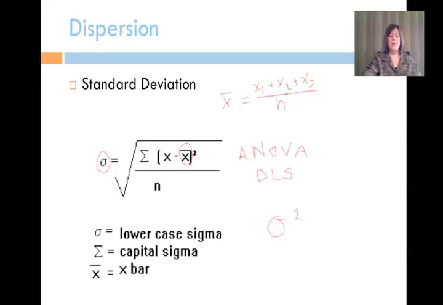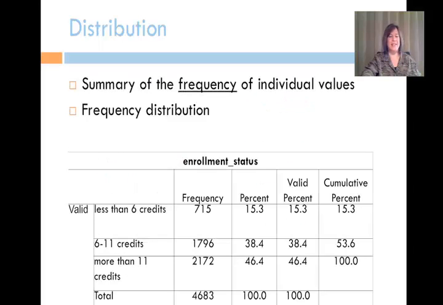Okay, the third main descriptive statistic is distribution. And distribution is simply a summary of the frequency of the individual values in a variable. It's represented as a frequency distribution. The simplest distribution would list every single value of a variable and then the number of persons or subjects who had each of those values.